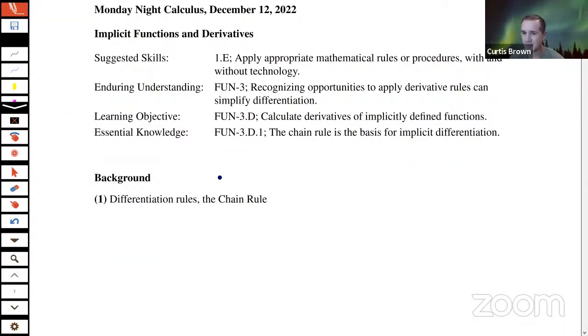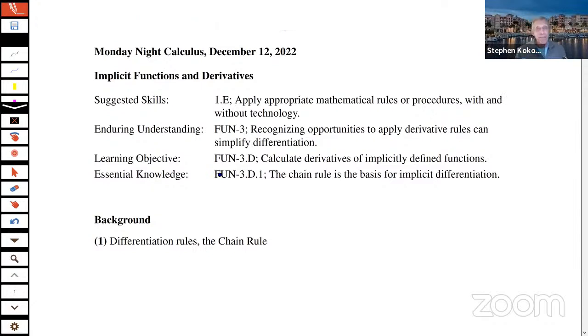Beautiful. Okay. Well, tonight we're going to talk about implicit functions and derivatives. Derivatives of functions that are defined implicitly. And as usual, we start out with the skills and enduring understandings and learning objectives and the essential knowledge statements that are from the AP Calculus CED, and we hope that that will help some of the teachers out there.